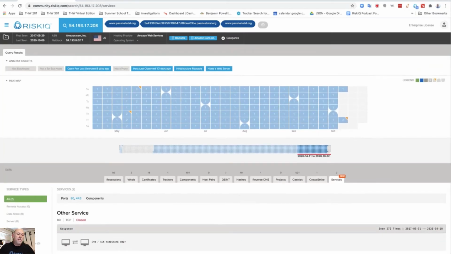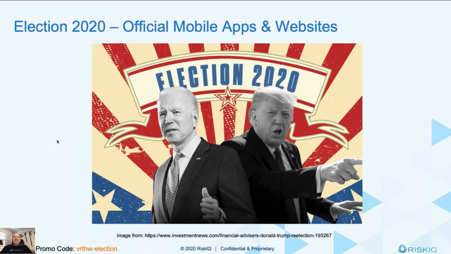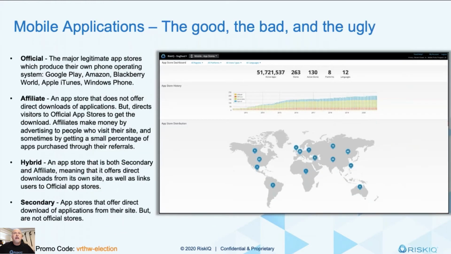We've gone through everything. So what I want us to do is start looking at the use cases. So here we go. Election 2020, we're going to look at the official mobile apps and websites for both candidates. So inside of RiskIQ, our platform, we go out, and this is a printout from just yesterday. There's over 263 different stores we're actively going and pulling data from.